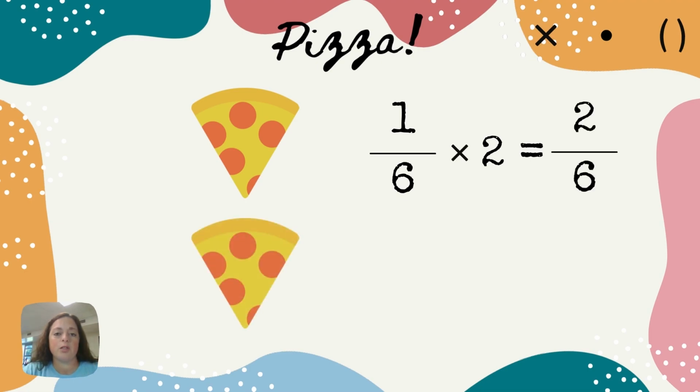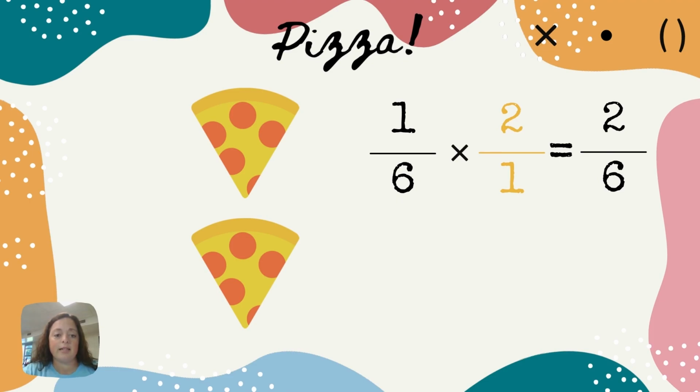Sometimes you're taught that when you multiply fractions, you need to put a 1 under each whole number so that it has a denominator, like this. Then to multiply these fractions, 1/6 times 2 over 1, we simply multiply straight across. 1 times 2 across the top is 2, and 6 times 1 across the bottom is 6. So 1/6 times 2 over 1 equals 2/6.